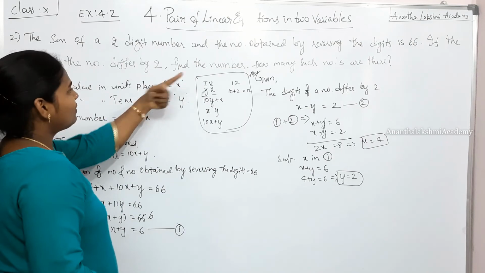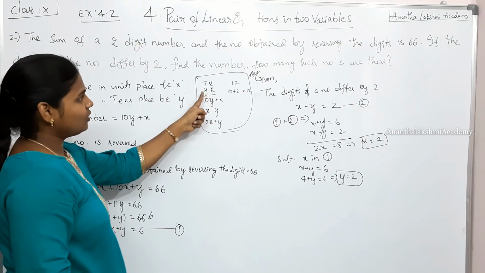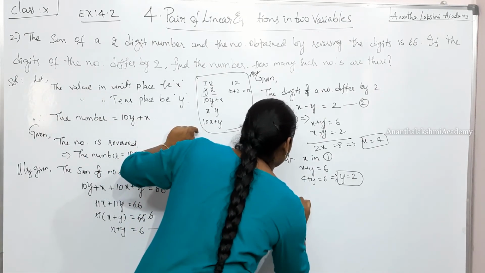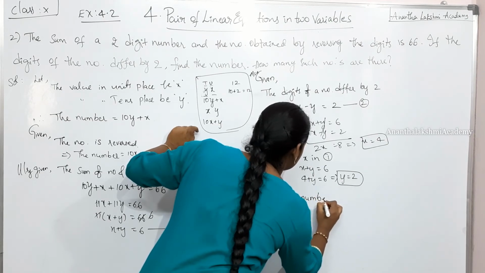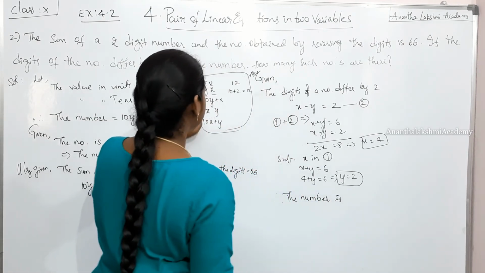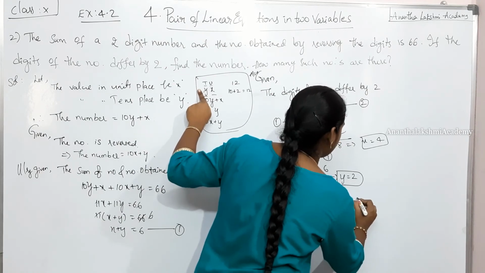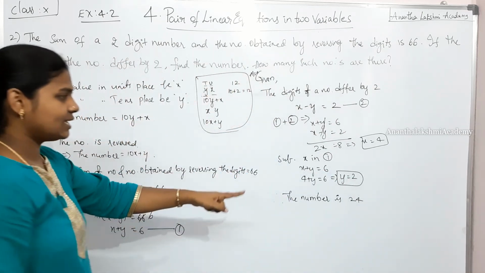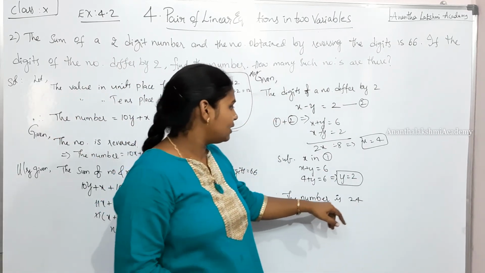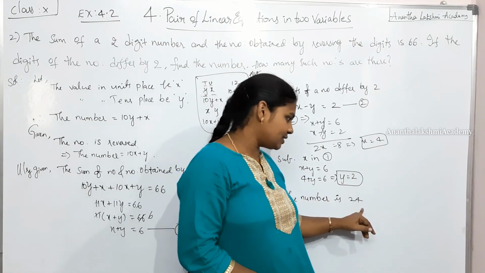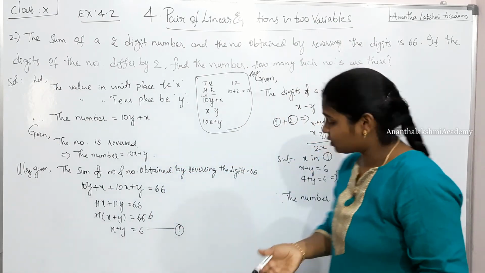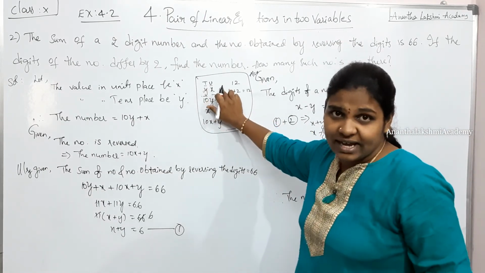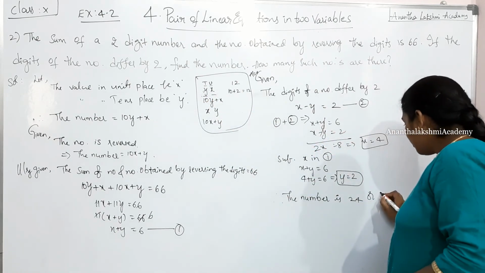So, what is the number? Find the number. y is in the tens place and x is in the units place. Therefore, the number is 24. If we assume that y is in the tens place and x is in the units place, this is going to be the number. Also, there is a chance that x is in the tens place and y is in the units place. So that will be 42.